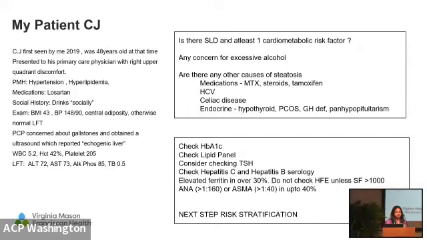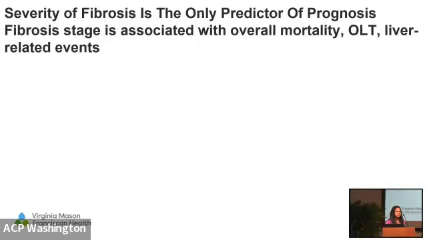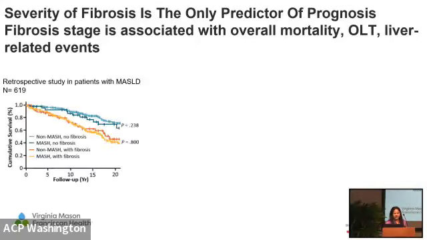So we identify this patient as having MASLD. The next step is really risk stratification, which is, does this patient have fibrosis? Because it is the severity of fibrosis which is the main predictor of prognosis. As you can see from here, the blue lines are those without fibrosis, and the yellow is those with fibrosis. And you can see the difference in their overall survival between those without fibrosis versus those with fibrosis.